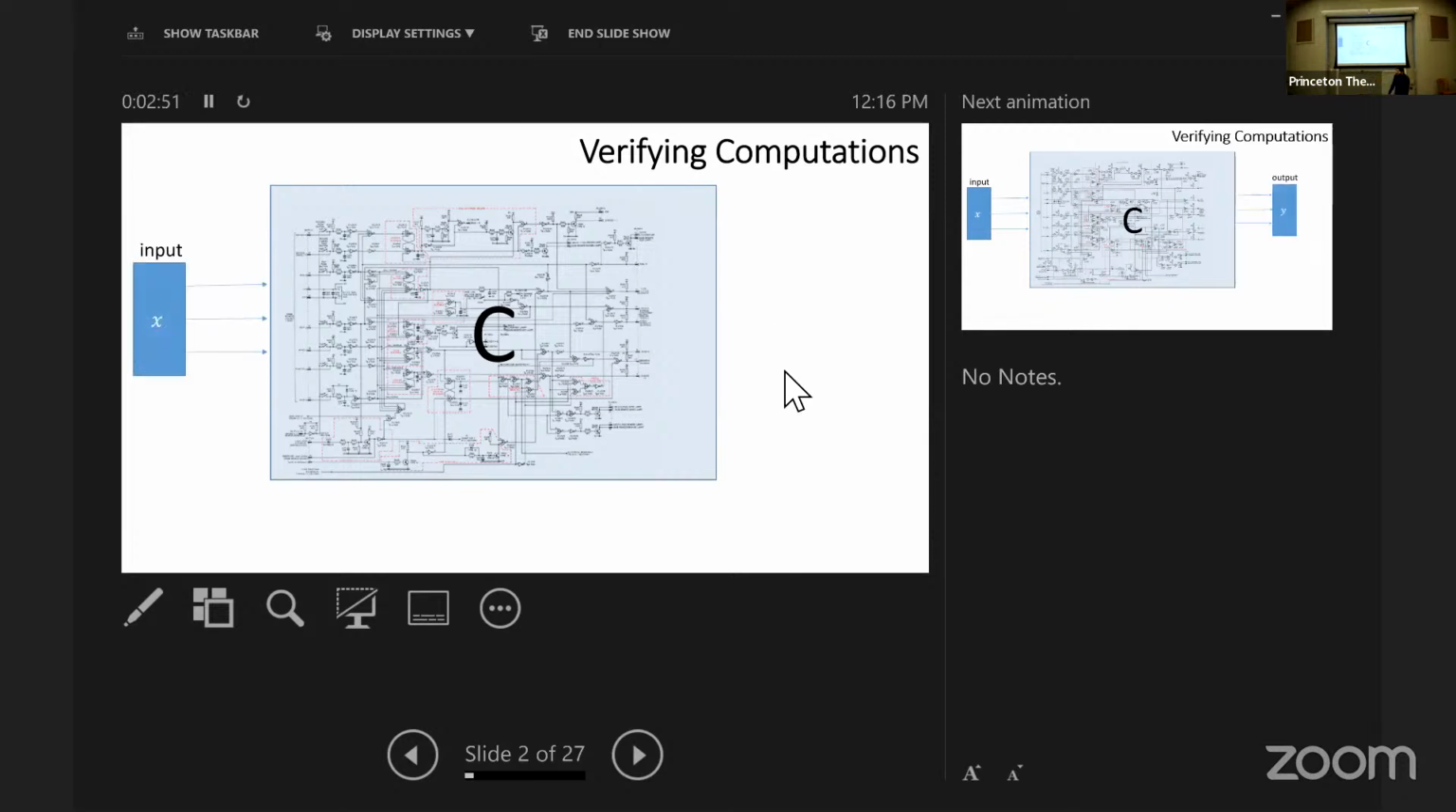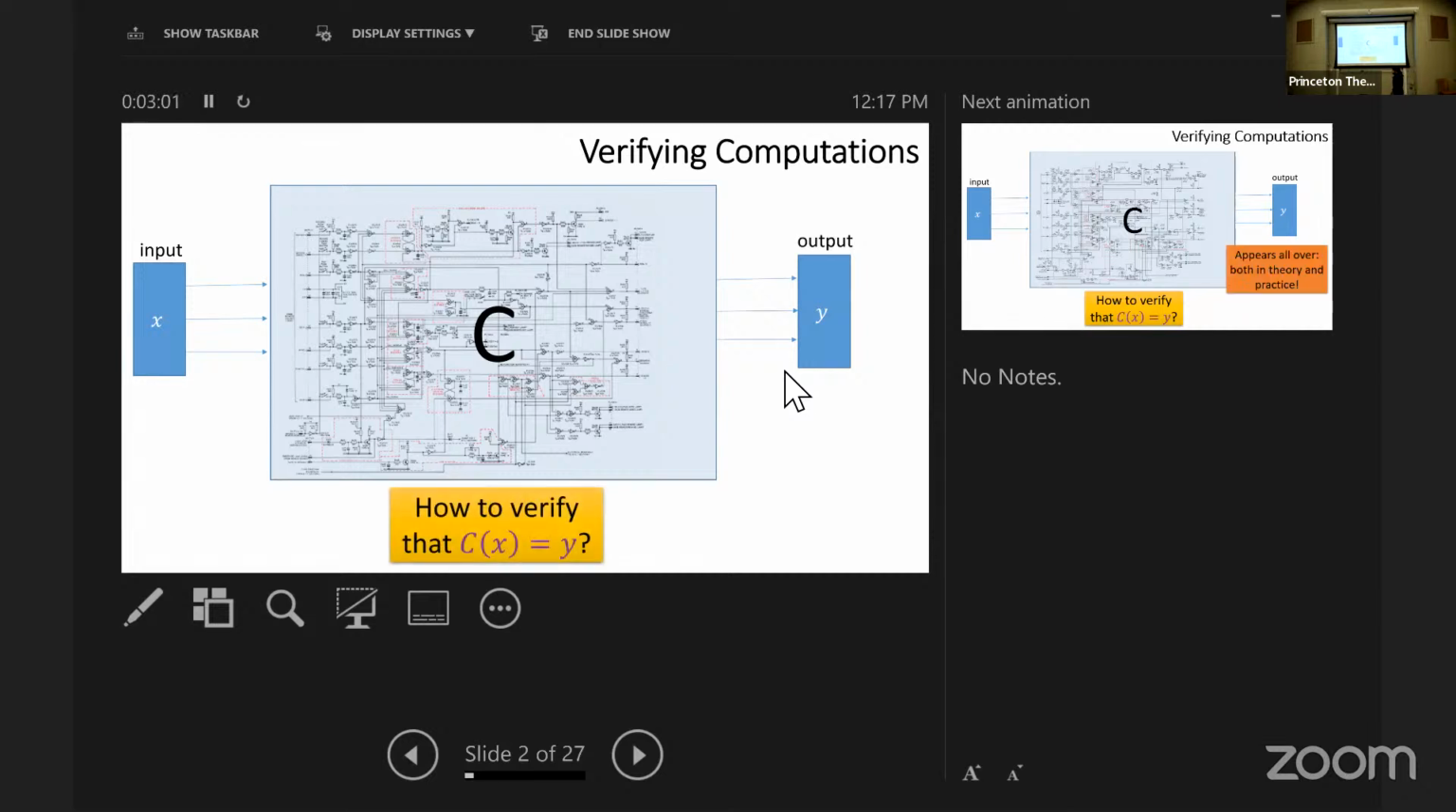Okay. So this circuit has an input, which I'm going to call X. It goes through these wires and this and that, and at the end you get an output, which I'm calling Y. So how do you verify that C of X is equal to Y? Of course, you can feed X yourself to the circuit, carry out the computation, and verify it, but this is as costly as computing the circuit itself, so giving you Y doesn't help.